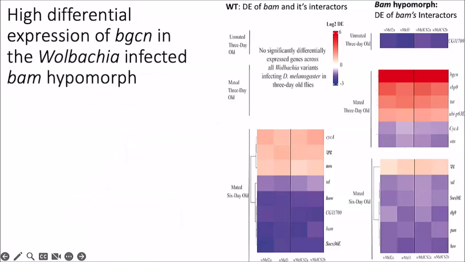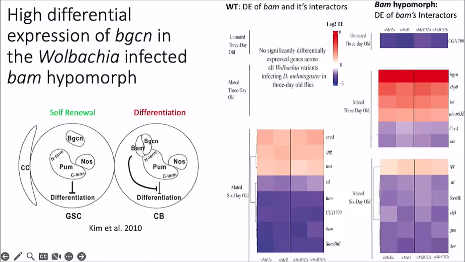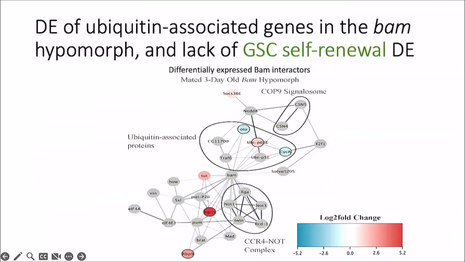when we focus on the genes that are involved in this process of either self-renewal or differentiation, again, BGCN is one of the key players in this that really partners with BAM. So this was an intriguing result. Understanding what that means is still a little bit unclear.